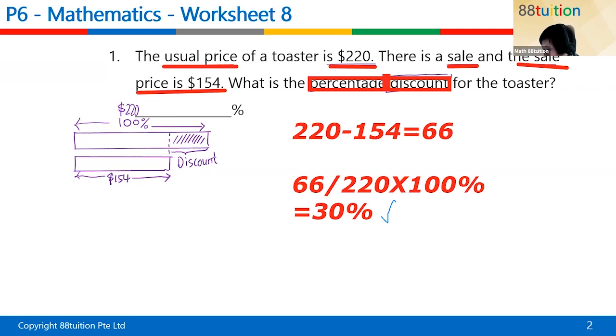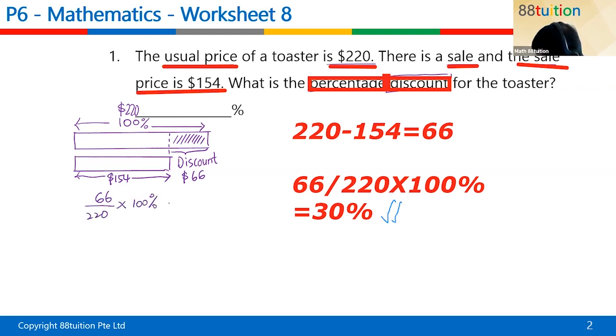So what is the discount here? Wow, who did this for me? 220 minus 154 to get the discount. Very good. So you get 66. Thank you, Tommy. All right. So with the $66, I'm going to express it as a percentage. Now, there are many ways you can do it. Tommy has shown us a way whereby you express the discount of $66 over the original price of 220. That is what Tommy has done.